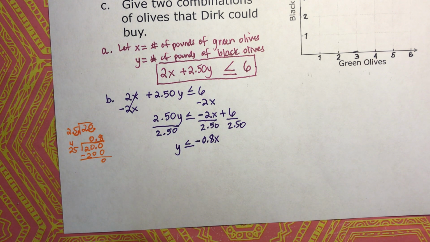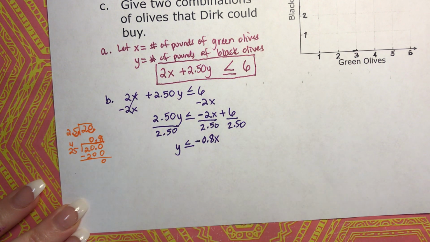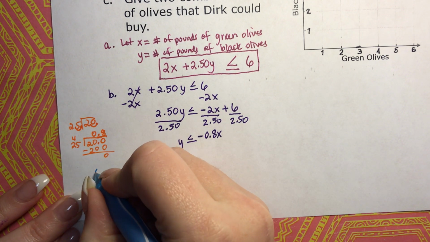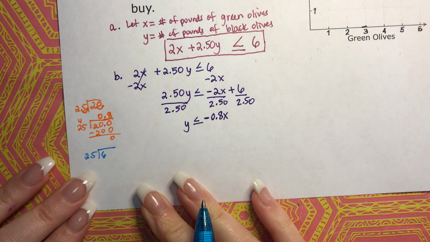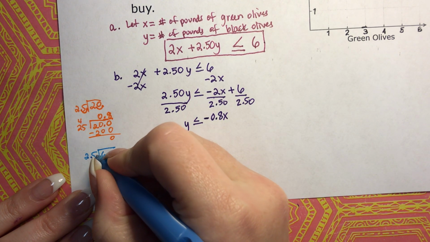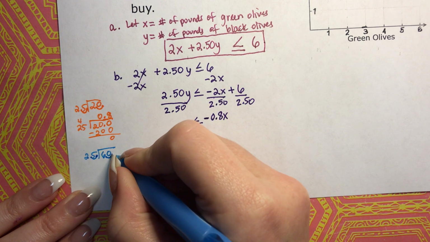So let's go ahead and figure out what that is. Hopefully I have enough room over here. So 6, maybe I should use a different color. Okay. So 6 divided by 2.5. You can never divide by a decimal, so I'm going to make this 25 and move this over, and it's going to be 60.